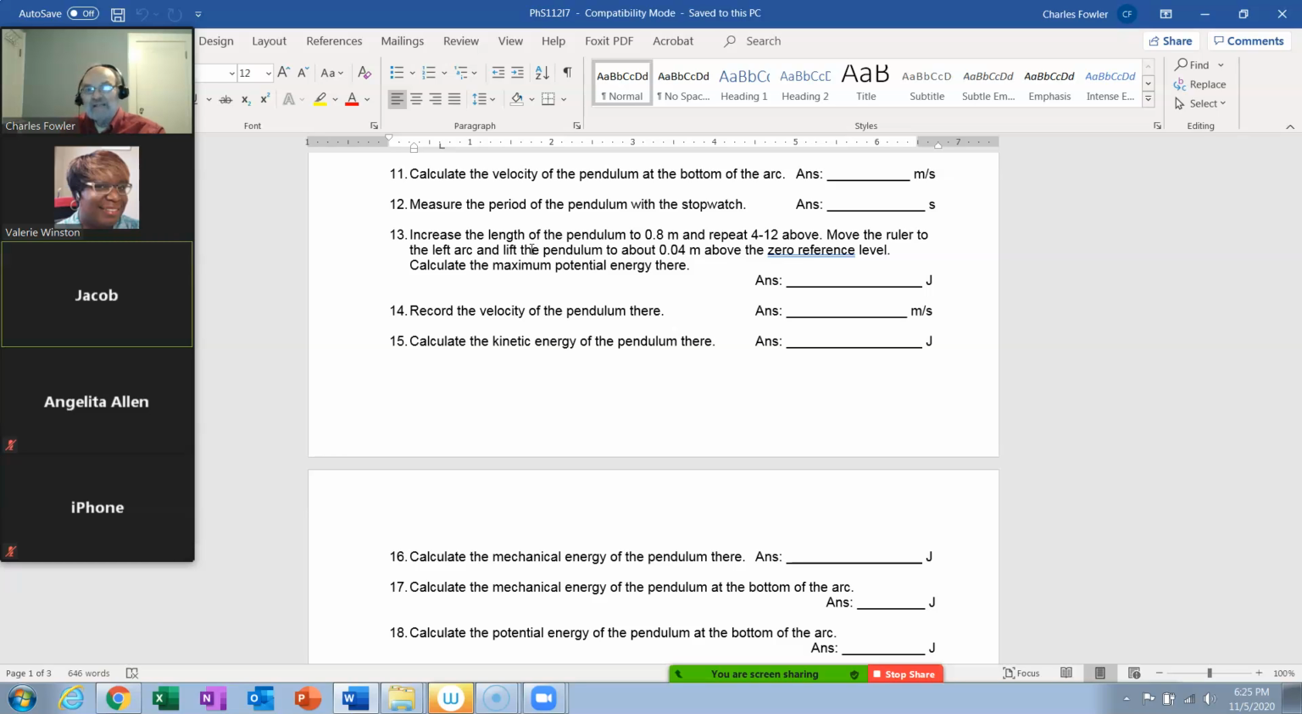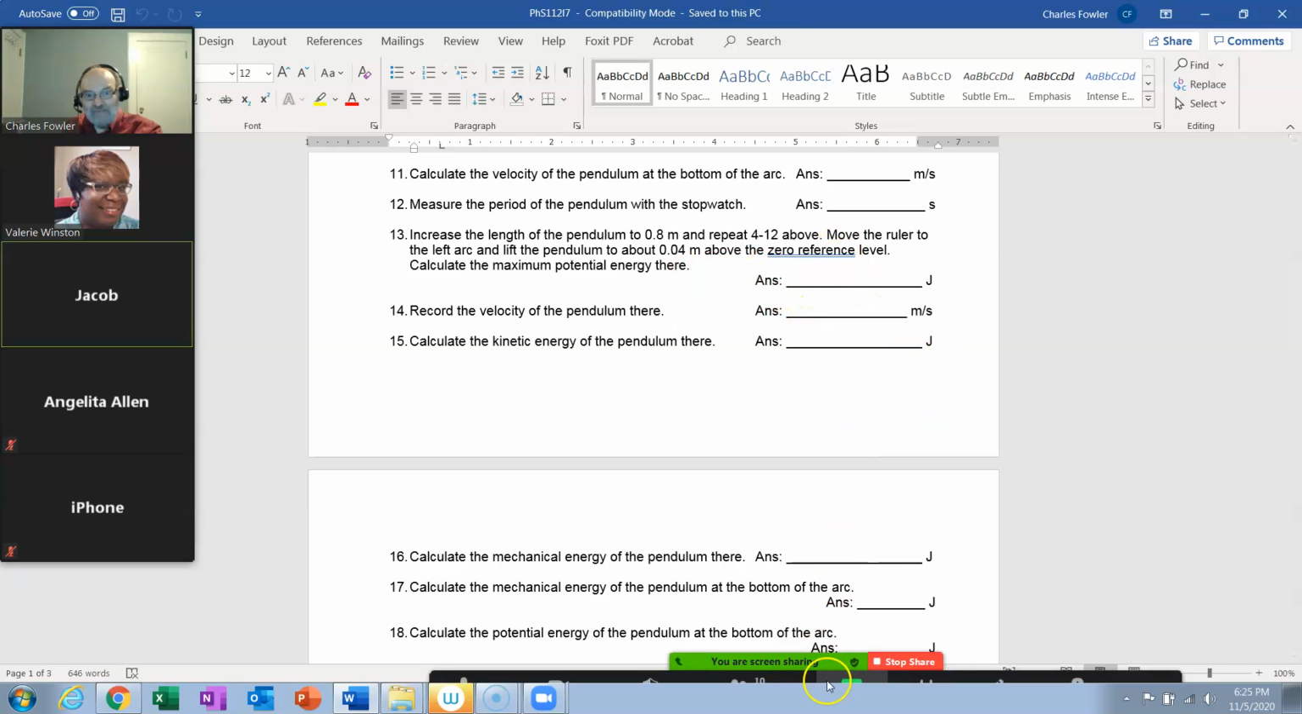Okay. Now, what we're going to do is increase the length of the pendulum to about 0.8 meters. Remember, it was at 0.7, so we're going to increase that. And then we're going to repeat 4 through 12 above, and those will be the same answers that are down here.